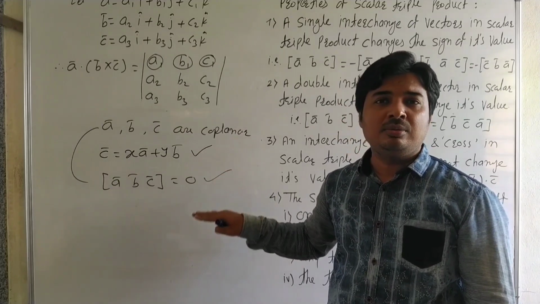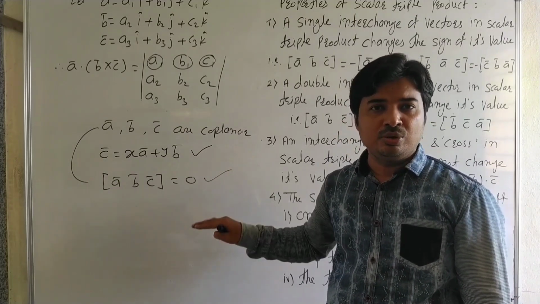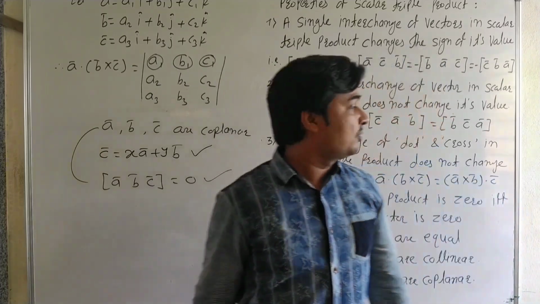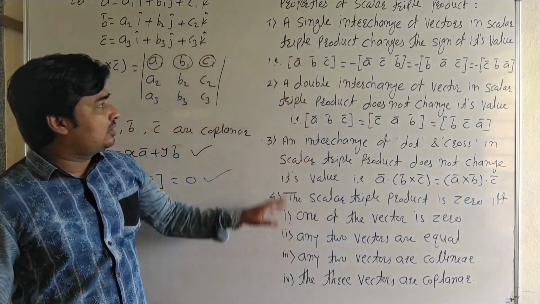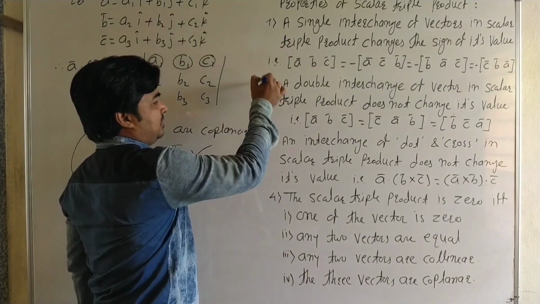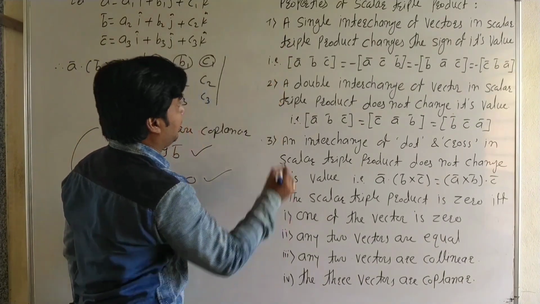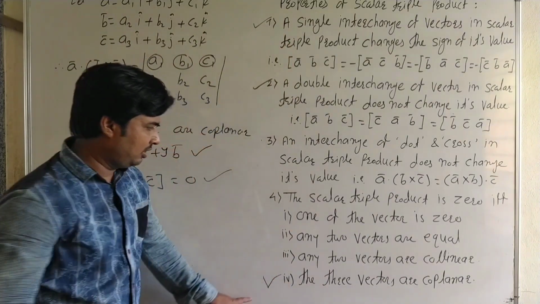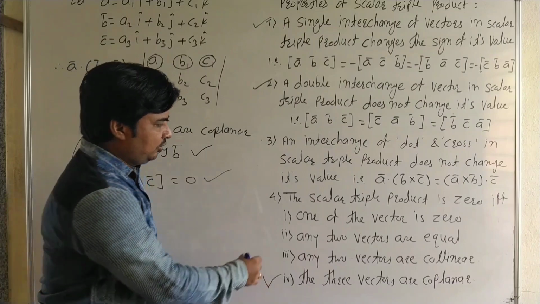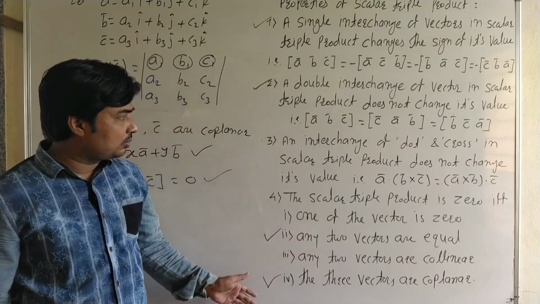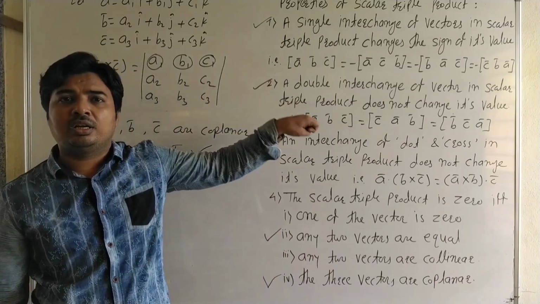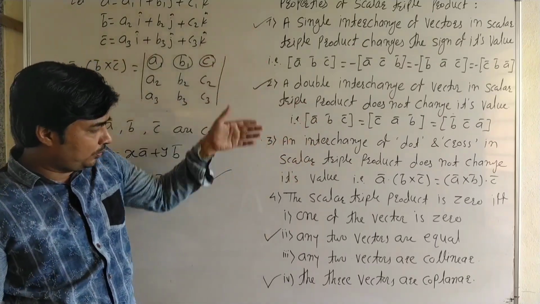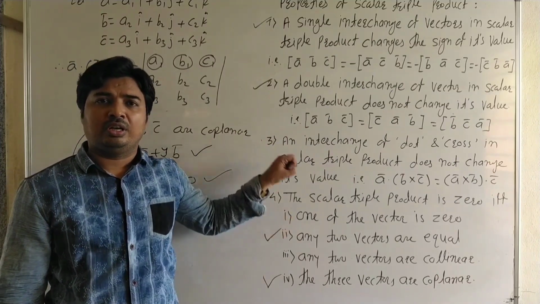If the scalar triple product of those three vectors is 0, then the vectors are coplanar. Okay, here are very important properties. This is the first, the second, and this is the condition of coplanarity. Here the first property, second property, and third, and any two vectors being equal, are mostly used in the examples of the scalar triple product. Okay, the remaining properties are also used, but these properties are mostly used in all examples.